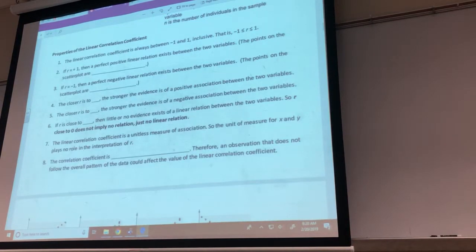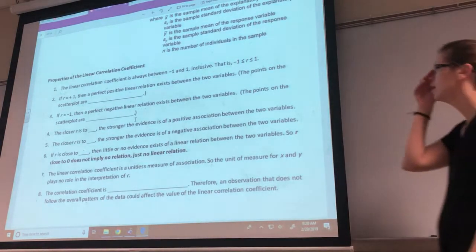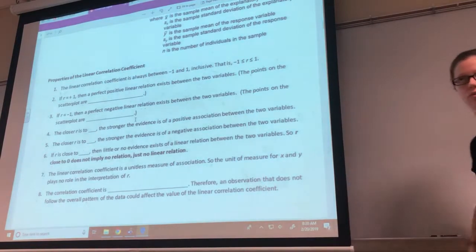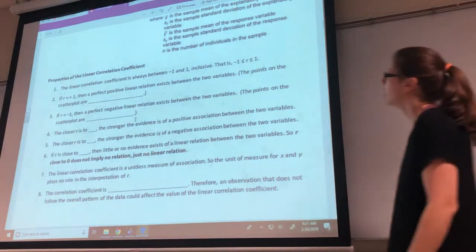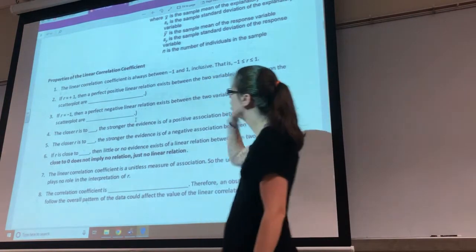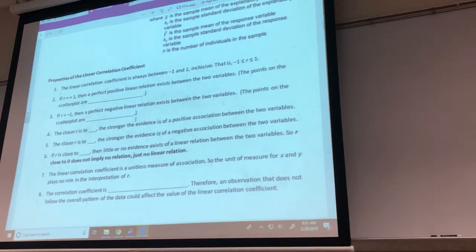And so we've got our different properties for what R is going to look like. R is always going to be in between -1 and +1. So you're never going to have something like a 12 or a -2. It's always going to be a decimal, either positive or negative. So you can get negative R's and that's okay. Here it says if R is +1, then a perfect positive linear relation exists between the two variables, and the points on the scatter plot are perfectly linear.